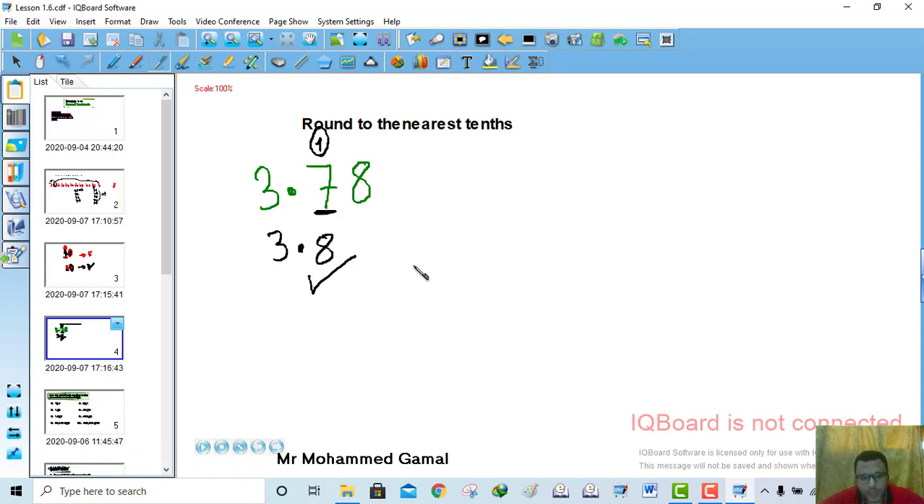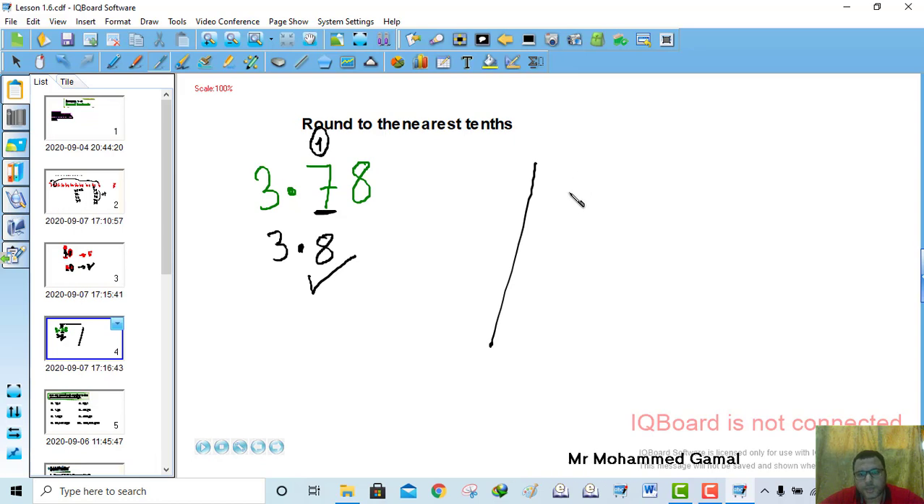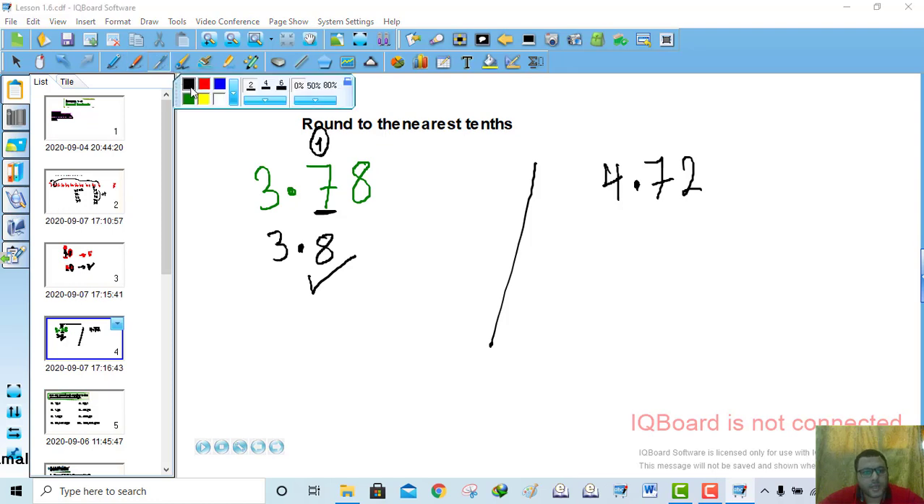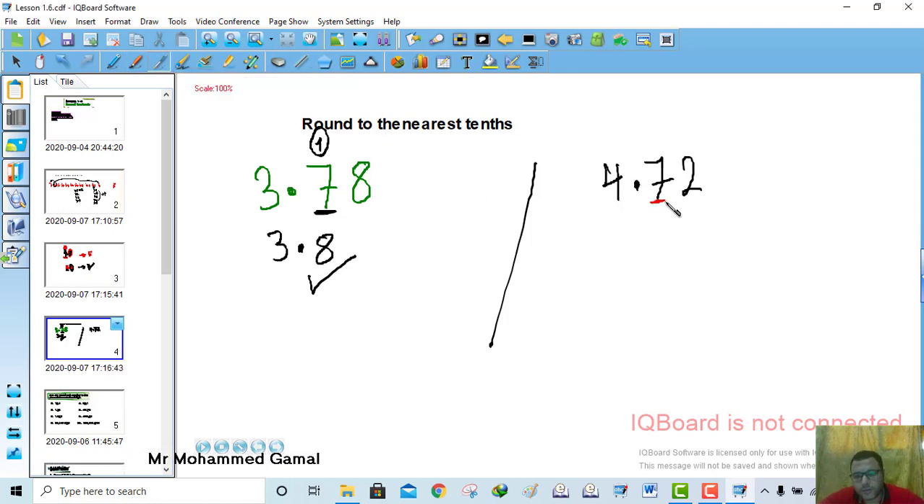Okay, another one to the nearest tens. If I have 4 decimal point, let's say 72. Where is my tens place? Let's underline it here. So I'm going to ask myself about 2. Is it strong or weak? It's a weak number, so the 7 will stay 7, and the 4 I will just copy it. So the answer is 4 decimal point 7, or 4 and 7 tenths.